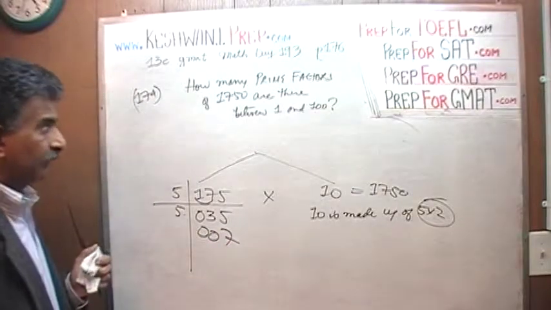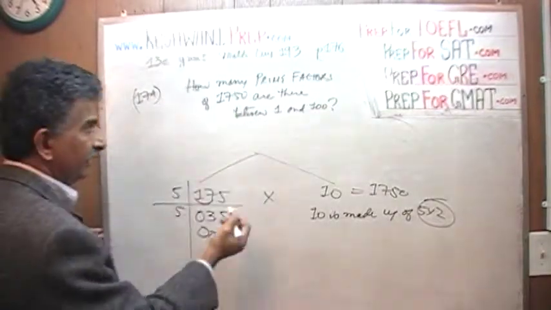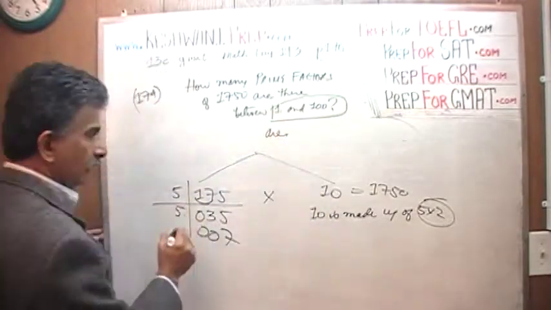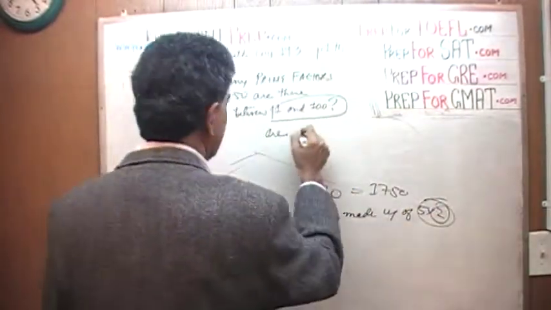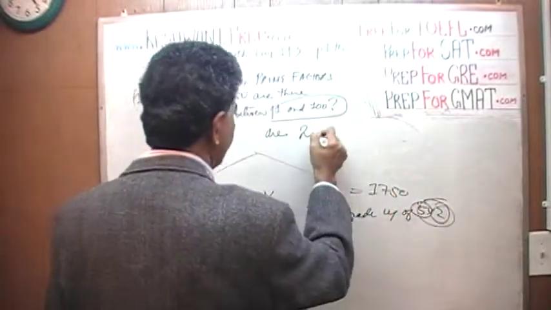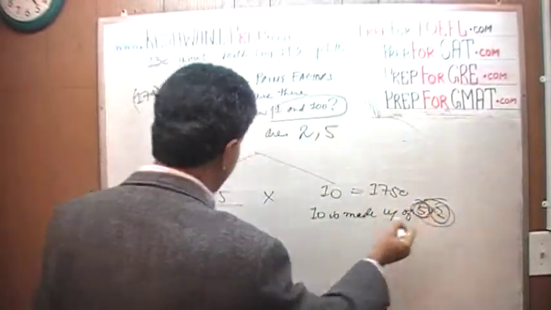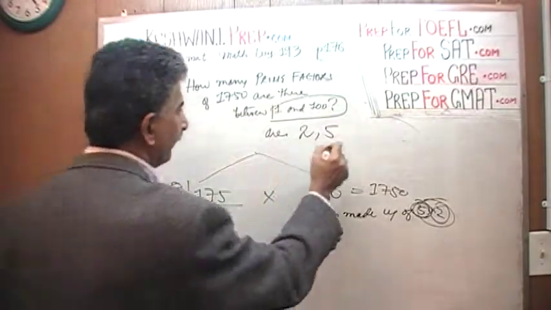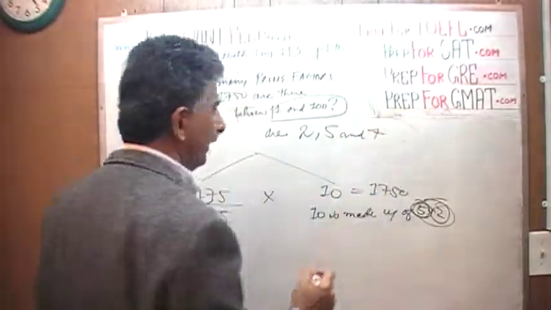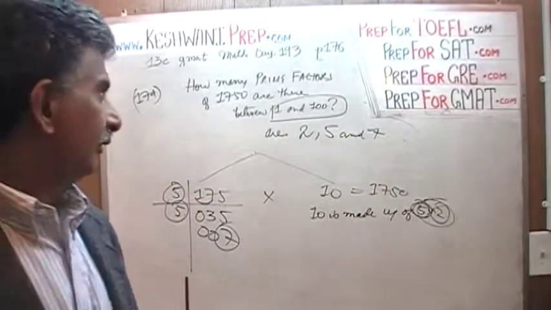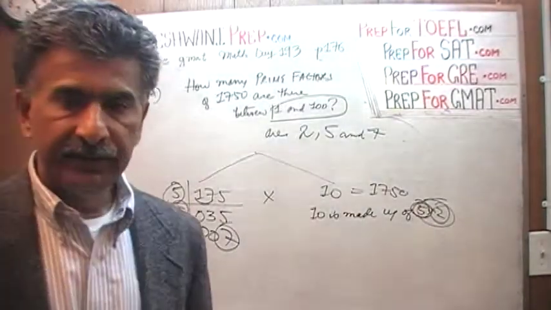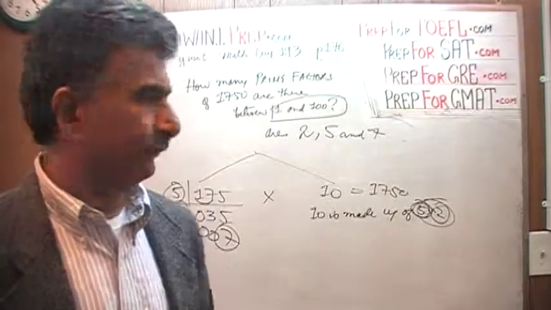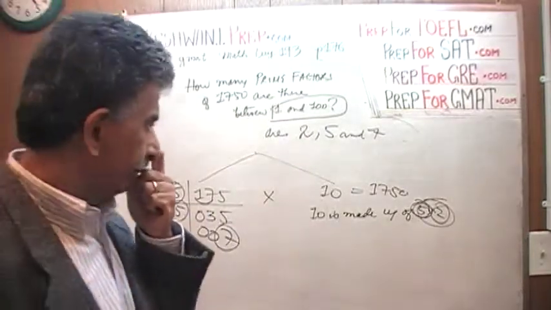So the prime factors of 1750 that are between 1 and 100 are 2, 5. And now once we count that 5, we cannot count this 5 and this 5 again. That's it, we're done with it. And 7. It has 3 prime factors. 1750 has only 3 prime factors that are less than 100. That's it. We are done. There is nothing else.